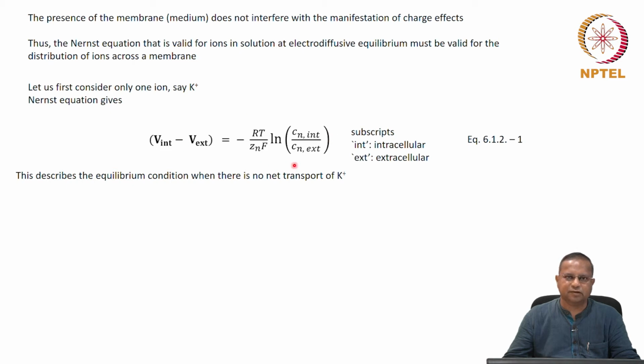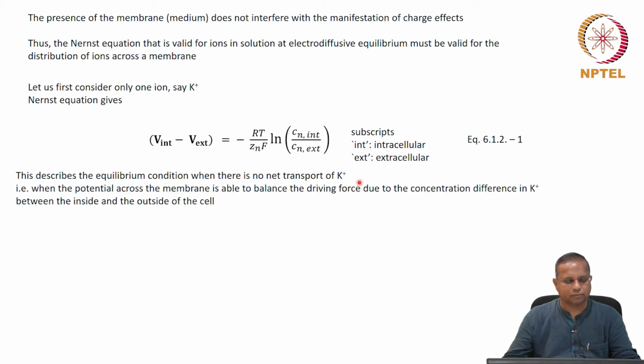This, we said, is valid at electrodiffusive equilibrium, and therefore this equation describes the equilibrium condition when there is no net transport of potassium ions. That is, when the potential across the membrane is able to balance the driving force due to the concentration difference in potassium between the inside and outside of the cell.